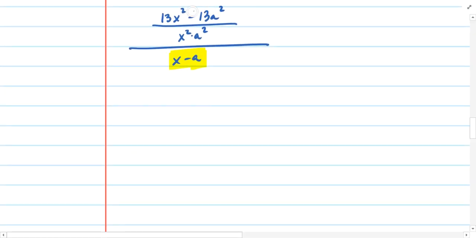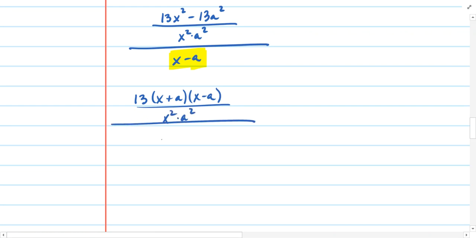Now I'm going to find a common factor here of 13 and factor that out. And we're left with x squared minus a squared. And hopefully that looks familiar to you. We now have a difference of two squares, and a difference of two squares is easily factorable: x plus a and x minus a. So that fraction is still over x squared times a squared, all over x minus a.